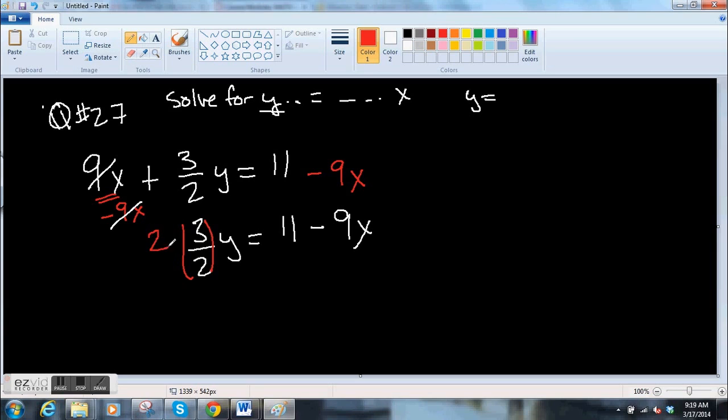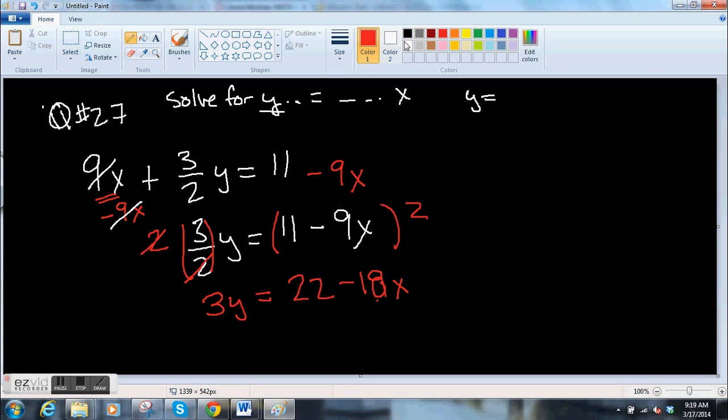I'm going to do it in 2 little steps. First of all, multiplying everything by 2. Some of you will just go ahead and multiply everything by 2/3, but I'm going to do it in this little baby step. So this is 3y. Multiplying this side by 2 is 22 minus 9 times 2, which is 18. So I multiplied both sides by 2.